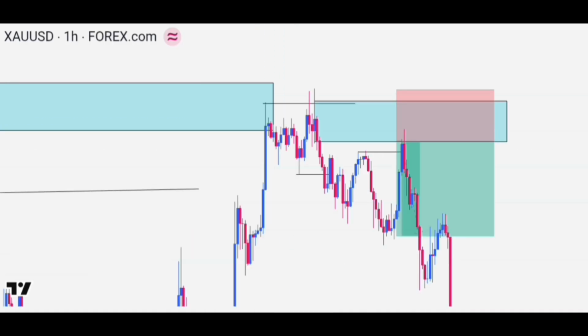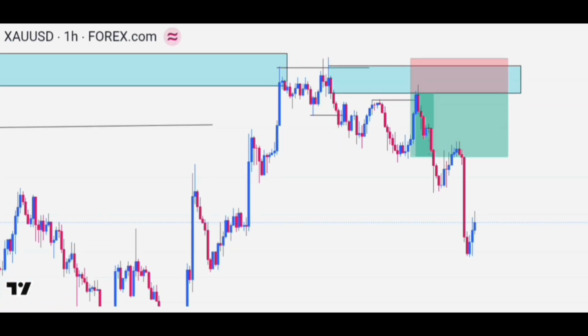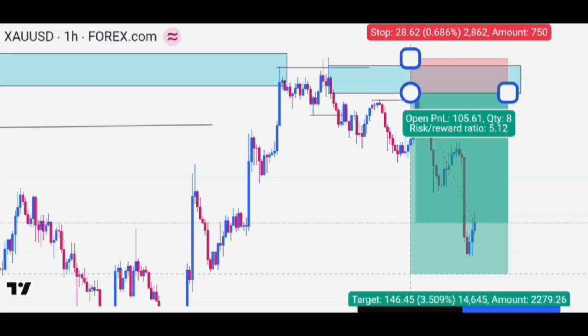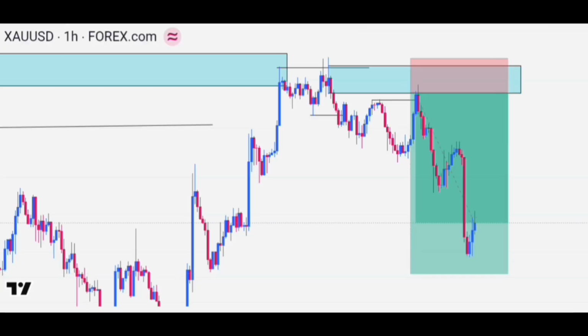So this supply zone will be my entry, my stop loss will be just above it, and my take profit will be this liquidity here. As you can see, the market has not touched that liquidity, but I'm very confident that the market will come down to take this liquidity.